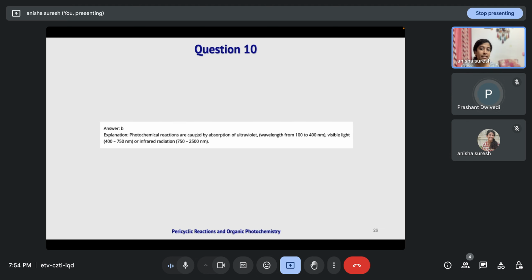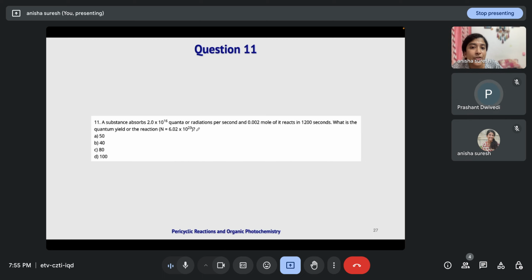Photochemical reactions are caused by absorption of UV light, which corresponds to 100 to 400 nanometer, visible light corresponding to 400 to 750 nanometer, and some part of the infrared radiation as well, that is 750 to 2500 nanometer. So photochemical reactions take place by absorption of UV, visible as well as infrared radiations.